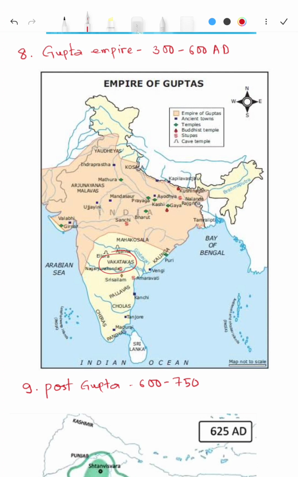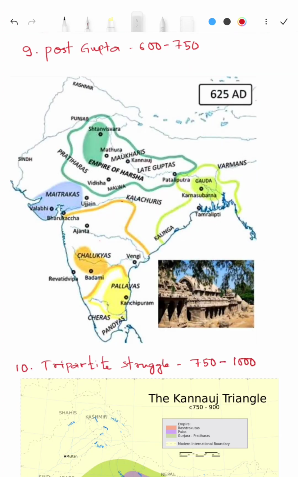Then after that we see the post-Gupta period, ranging from 600 to 750 AD. This is the period of political fragmentation, where smaller kingdoms assert their own dominance over a smaller territory. That is the empire of Harsha in the north, the Maitrakas in the west, the Chalukyas in the Deccan, Pallavas in the south, and Gauda in the east.